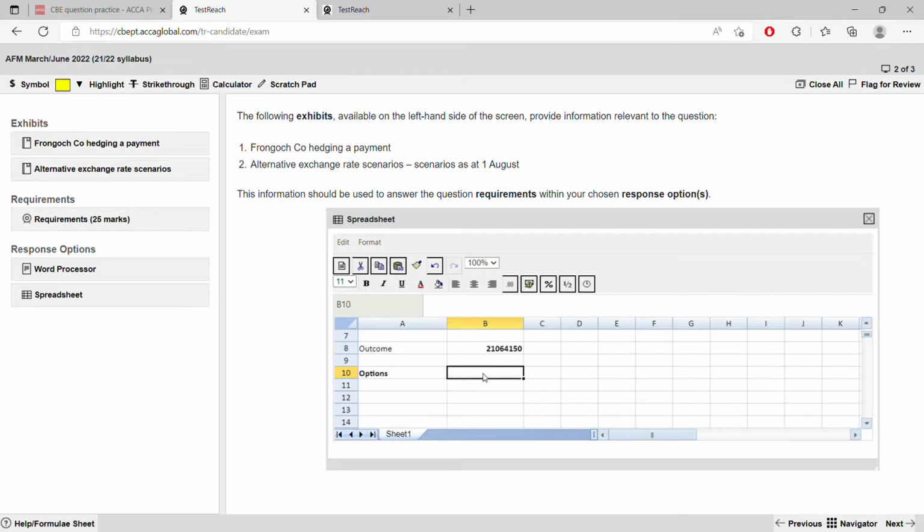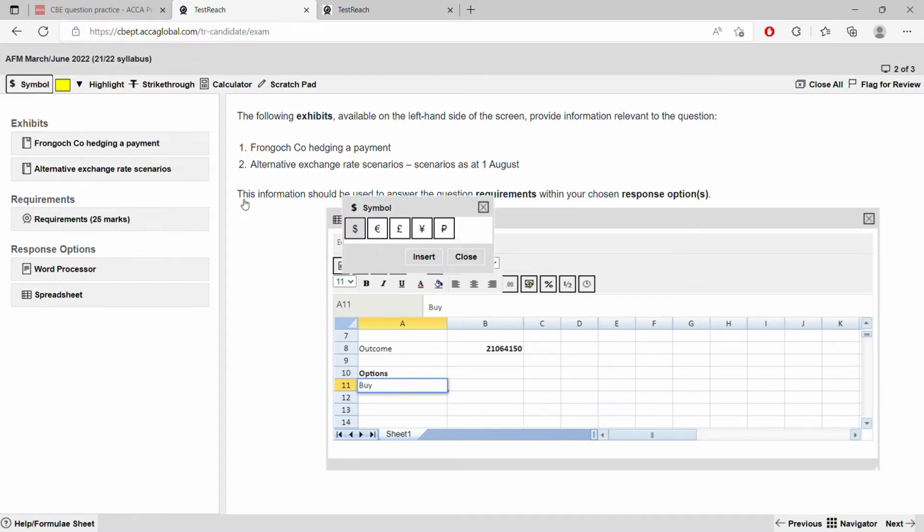So coming to option, you have to say that you are going to buy, same thing, buying euro, euro September call options. You have to write it. If you don't write it, you are going to lose 1 mark. Number of contracts.